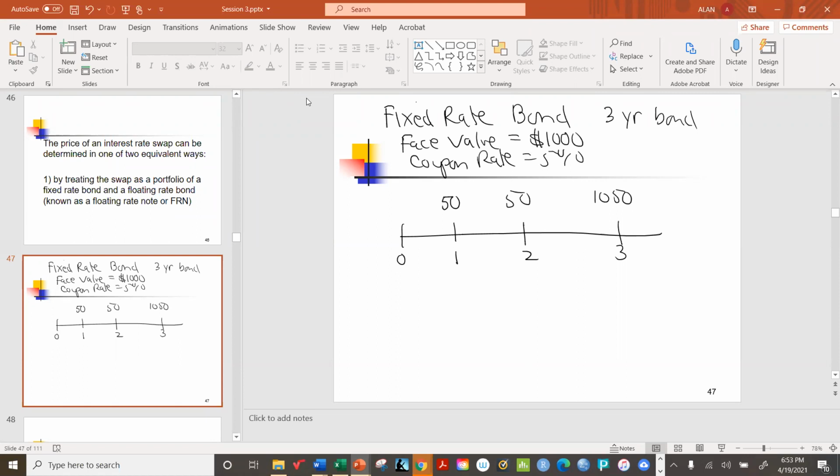If the bond is floating, though, here's how it's going to be different. Let's say we have a floating rate bond.